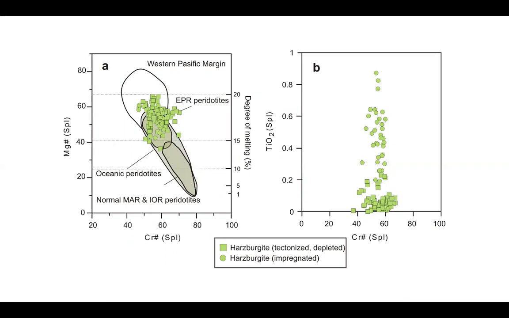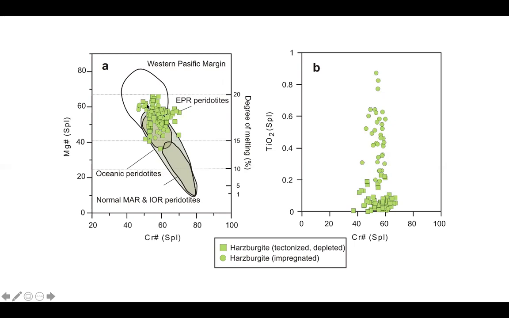Most of the spinel compositions lie within the oceanic peridotite field. Both the impregnated and depleted harzburgites show similar chromium number variations. They also have similar compositions with peridotites from East Pacific Rise, except for the most refractory harzburgites. These high magnesium number spinels of harzburgites are located in the field of Western Pacific margin. Here we can see them.